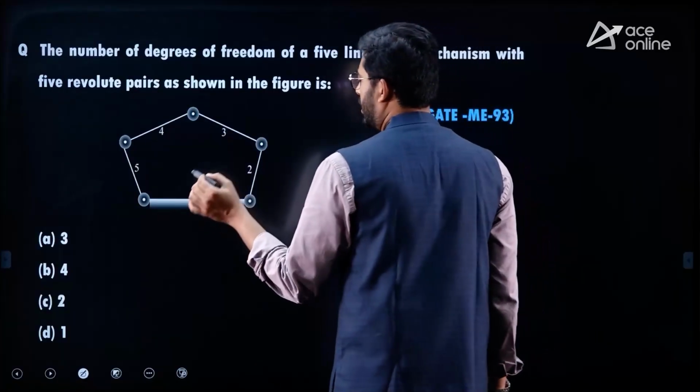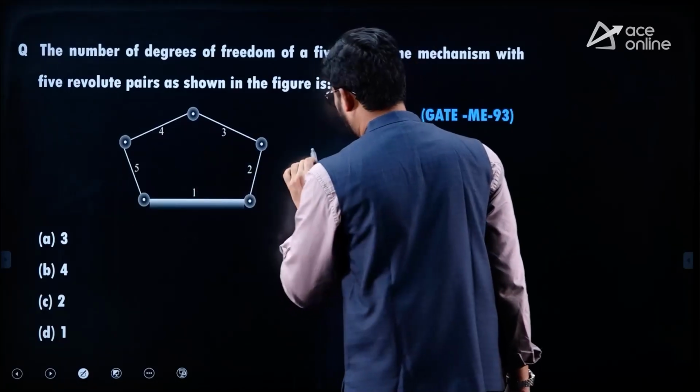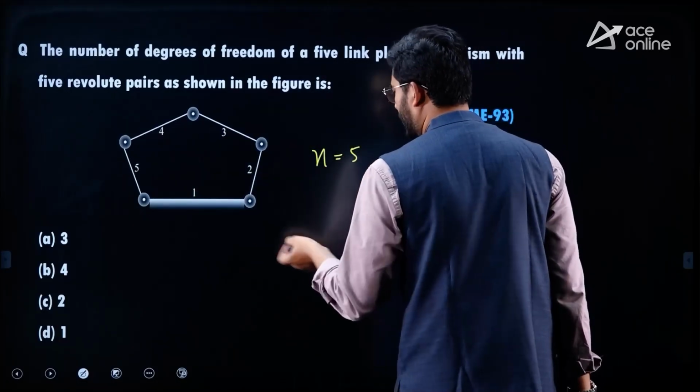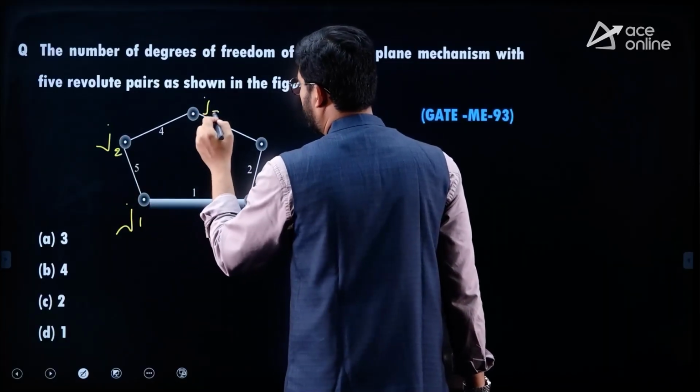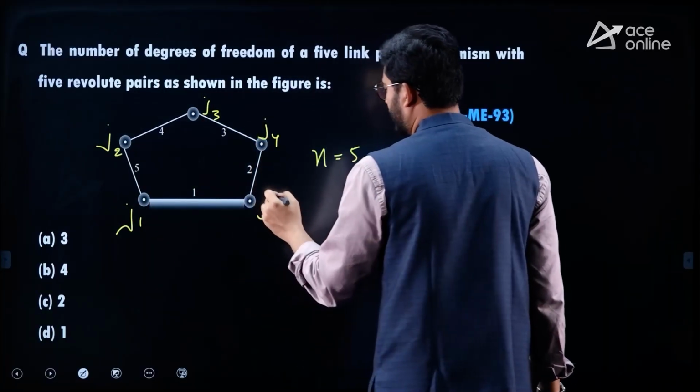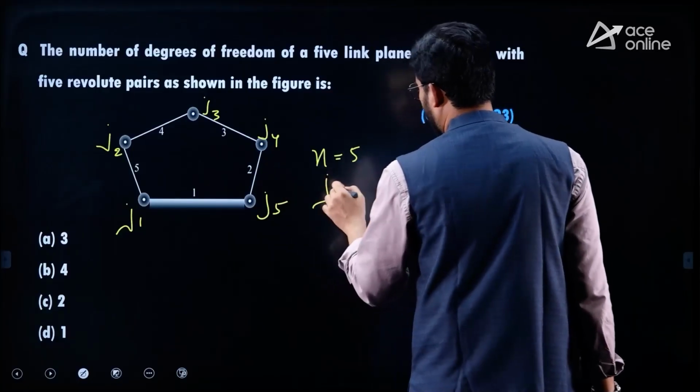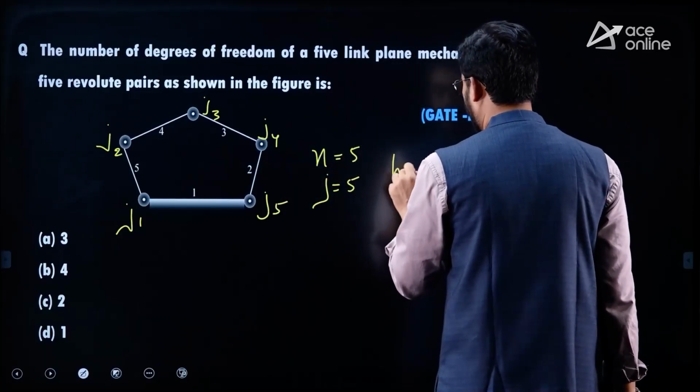So here it is, link number 1, 2, 3 and 4. So 5 links are given to us and you can find the 5 distinct joints, J1, J2, J3, J4 and J5. So J is equal to 5 and no higher pairs as such.